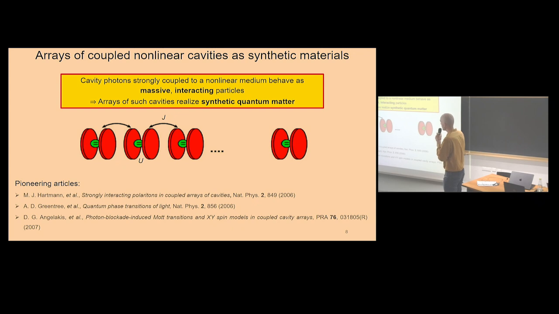Now, if you take an array of such cavities and couple them together, you have this hopping term here. It's like the hopping term in the Bose-Hubbard Hamiltonian. You can actually implement a synthetic material, or, in the limit where the interactions are strong enough, a synthetic quantum material. This was really discussed in this original paper. If you look at the titles, you can understand, like quantum phase transition of light, strongly interacting polaritons in coupled arrays of cavities. So this is really where this idea was introduced.